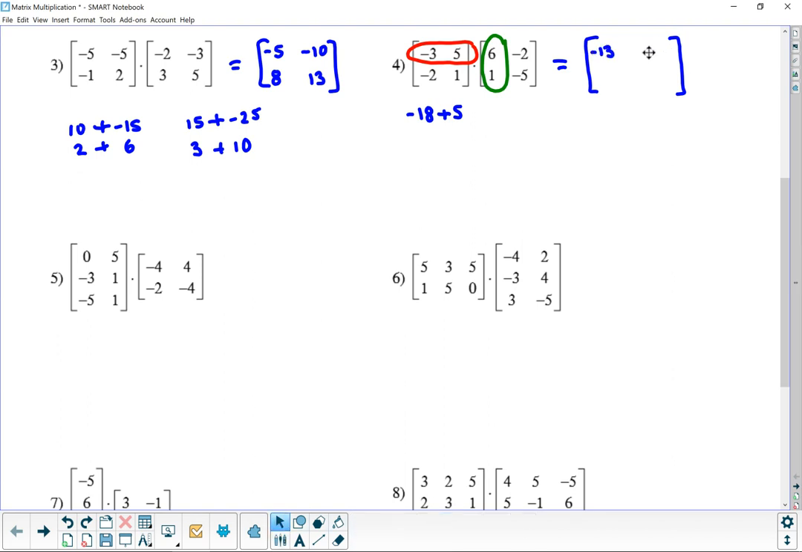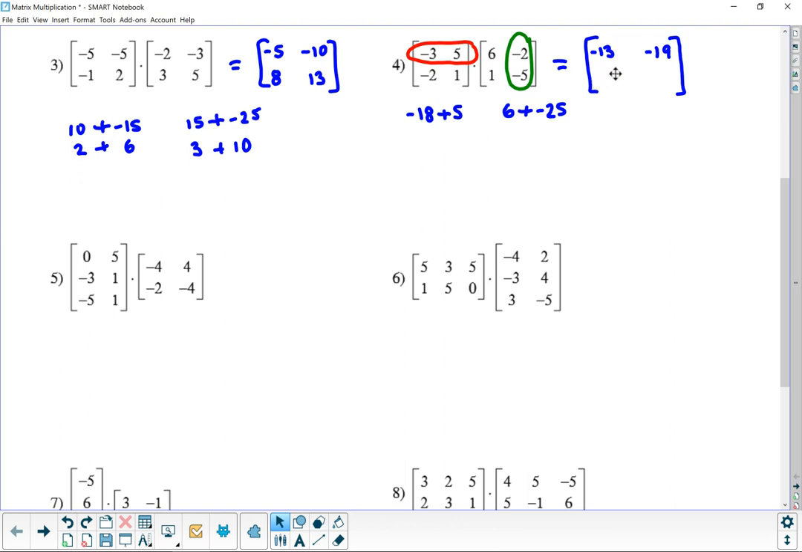Okay, if I want the second spot here, this is going to be first row and second column. So you're going to do the math. -3 and -2 is going to be 6, plus 5 and -5 is -25. So your answer is going to be -19 in this spot.